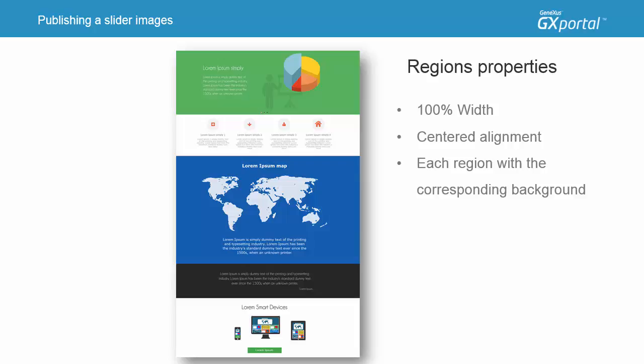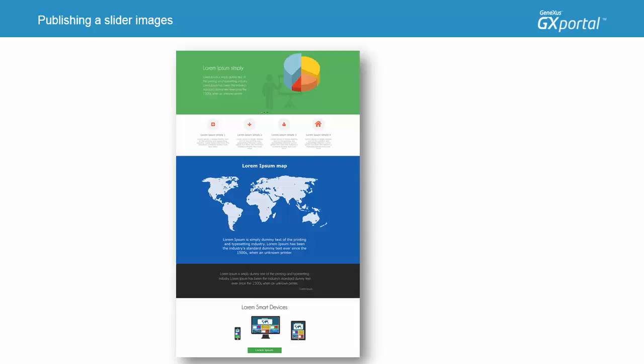Now, how could we solve this if we had more areas, each with a different background? We can present areas with different backgrounds in one single region. Now, let's think how we could have this design if we use only one region.